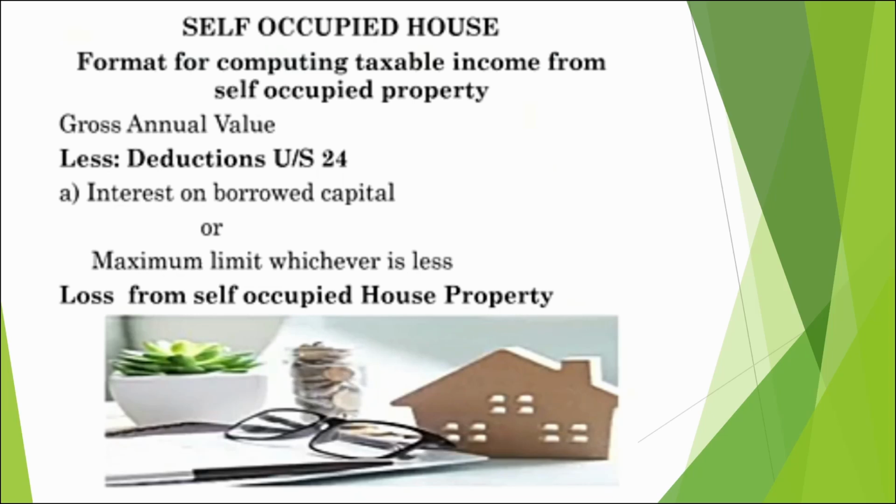Next we see about self-occupied house. The format for computing taxable income from a self-occupied house: gross annual value is automatically nil because we do not receive any rent from a tenant. So gross annual value is nil. So only deductions are taken. Less deduction under section 24. Any interest we have paid on the loan, we take as interest on borrowed capital or a maximum limit, whichever is less. So automatically, we get a loss from self-occupied house property.